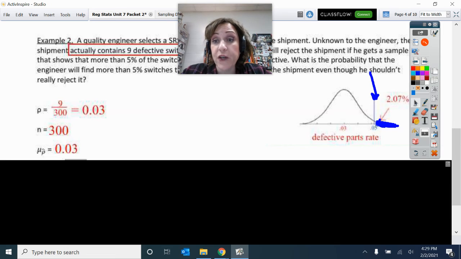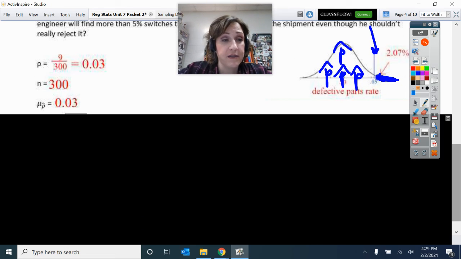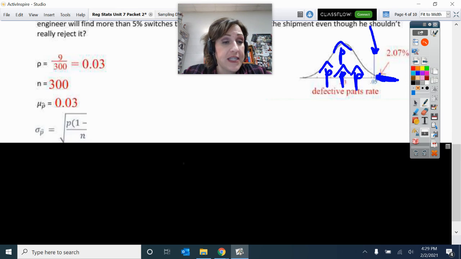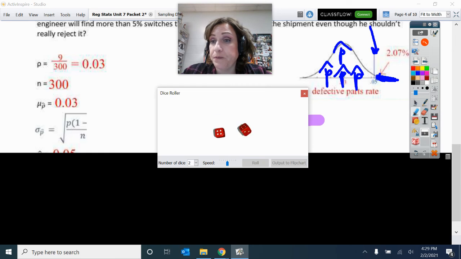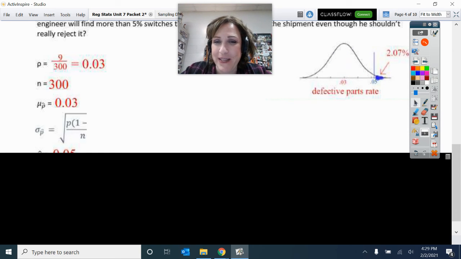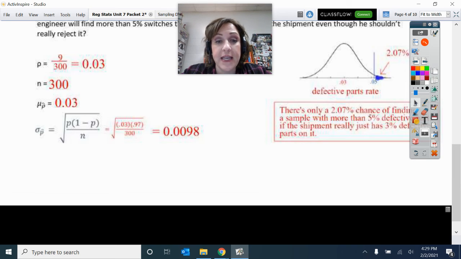So all of our samples should be centered around 0.03, because that's what is really in the shipment. Okay? Sometimes you get more, sometimes you get less because of sampling variability. You have different data than me because of sampling variability. Now the standard deviation is the square root of P times 1 minus P over n. So right here, there is that 0.03 times 0.97 over 300. There it is. And then the p hat, the sample we are wondering about, is 0.05.